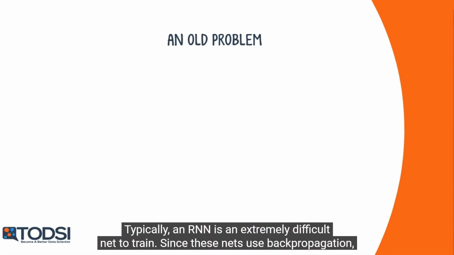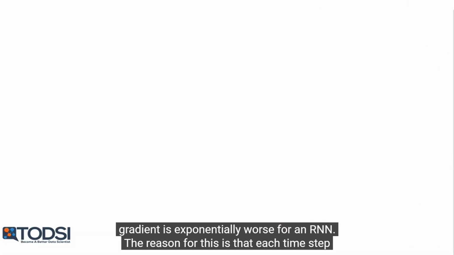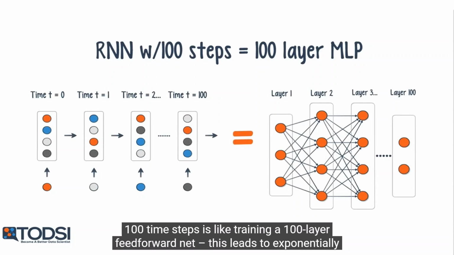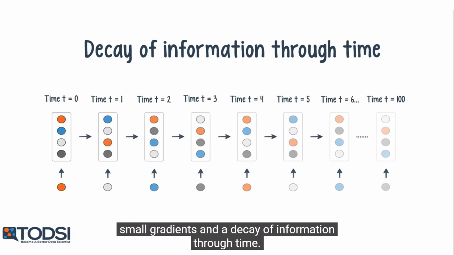Typically, an RNN is an extremely difficult net to train. Since these nets use backpropagation, we once again run into the problem of the vanishing gradient. Unfortunately, the vanishing gradient is exponentially worse for an RNN. The reason for this is that each time step is the equivalent of an entire layer in a feed-forward network. So training an RNN for 100 time steps is like training a 100-layer feed-forward net. This leads to exponentially small gradients and a decay of information through time.